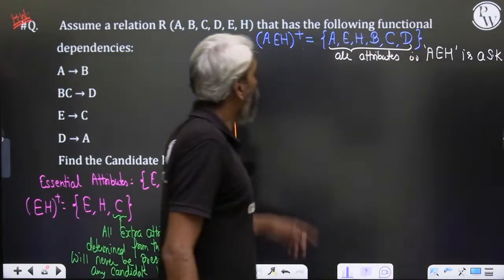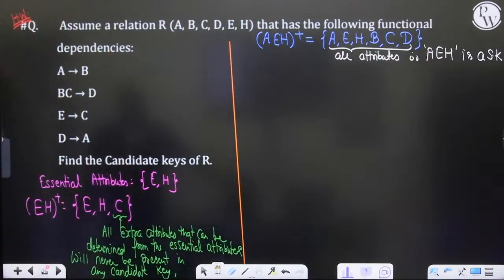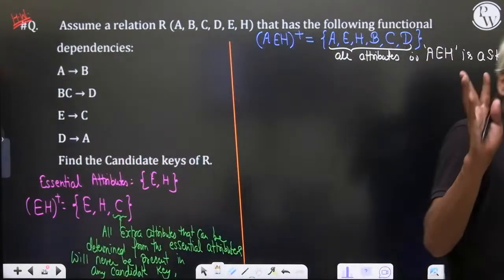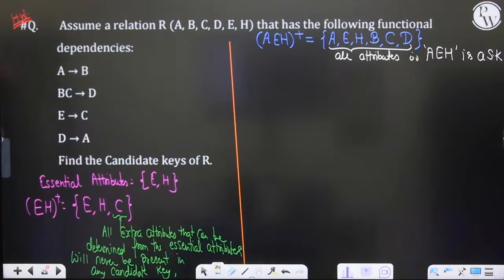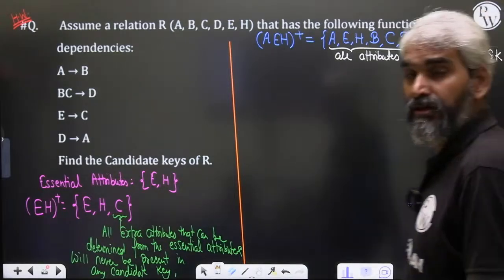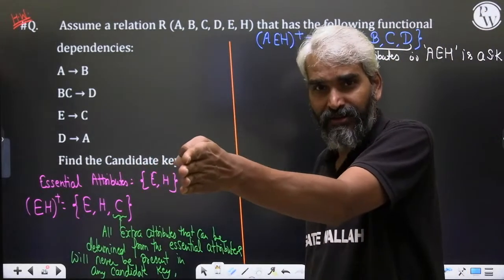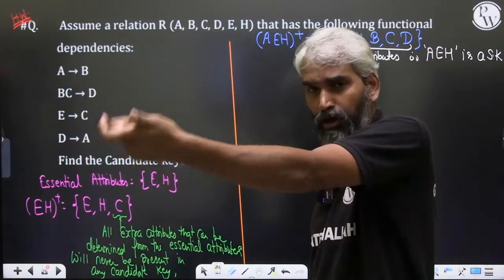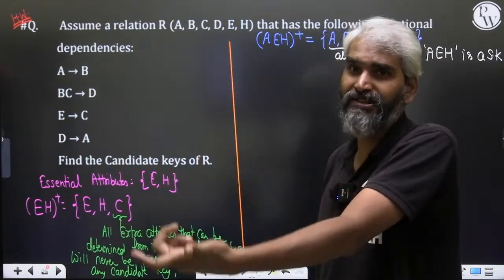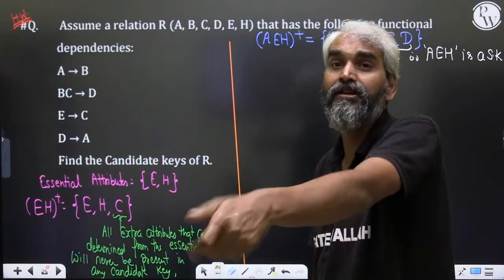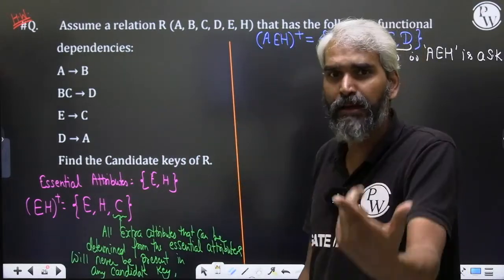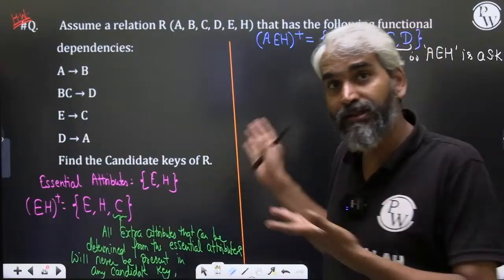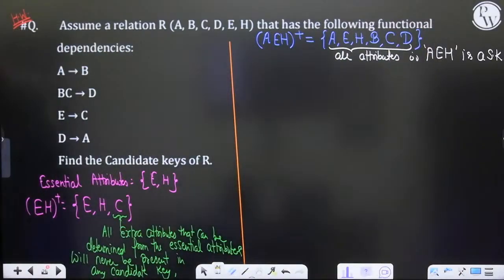Now tell me, do we need to check for any proper subset of AEH? There are 6 non-empty proper subsets of AEH. Think carefully. See, E and H cannot be removed from the set, and E and H alone cannot do the task. So along with E and H, something else is required, and in this case, that something else happens to be A. So A cannot be removed. So nothing can be removed from this set. Yes or no?